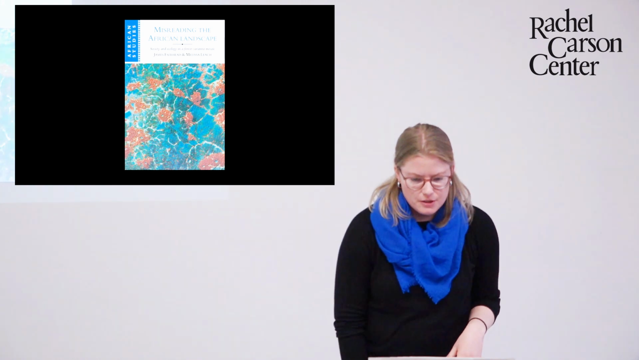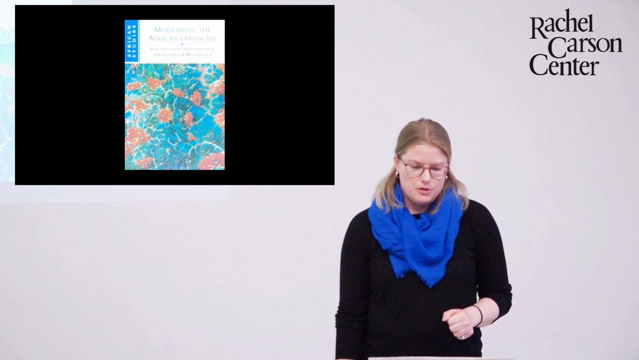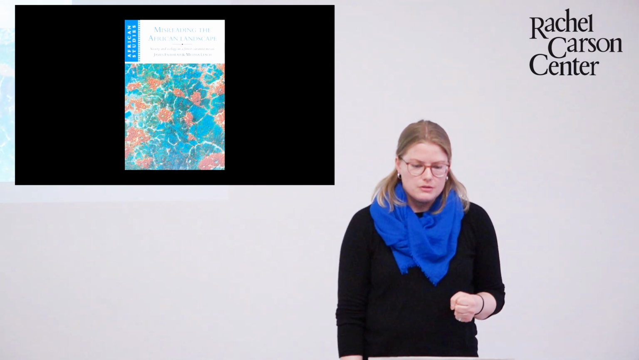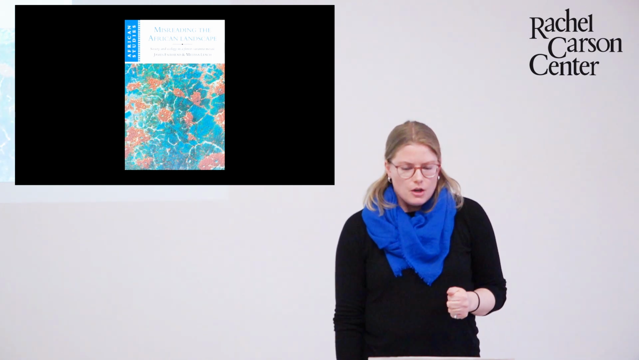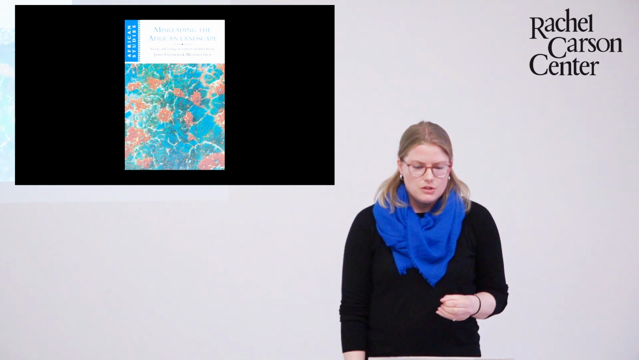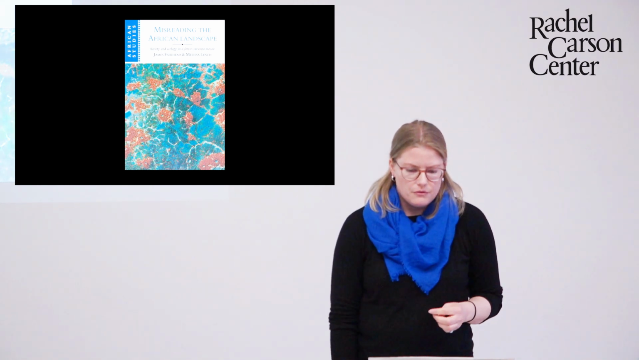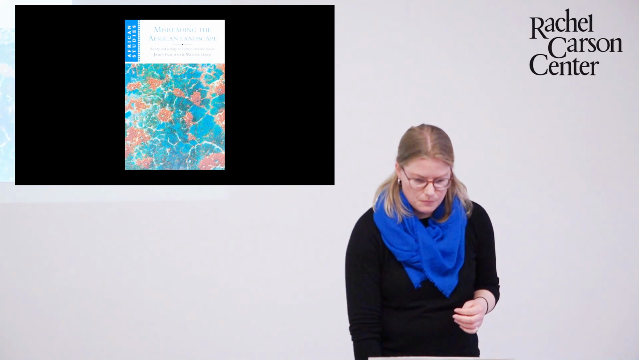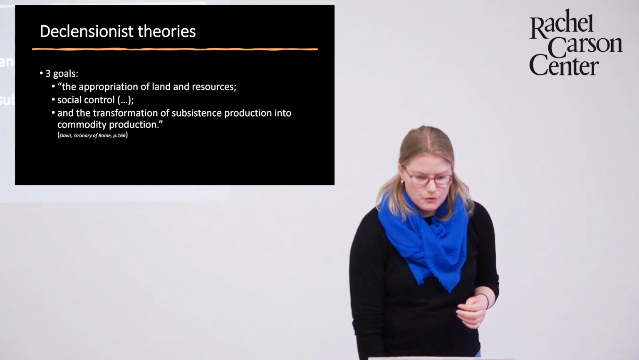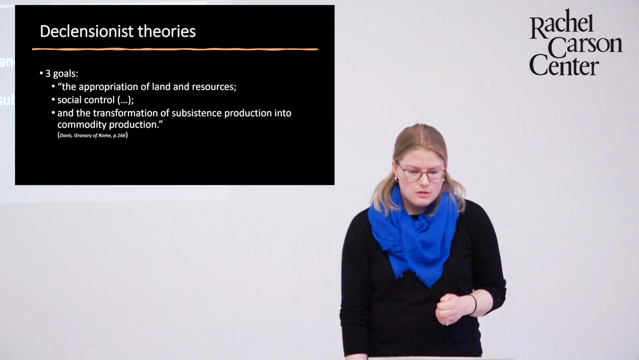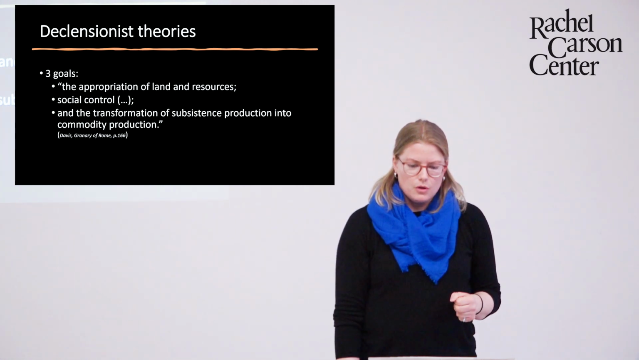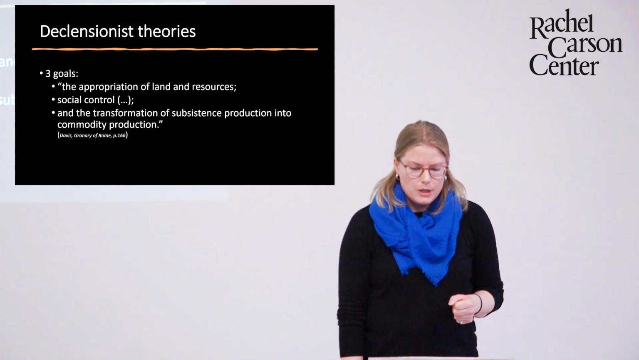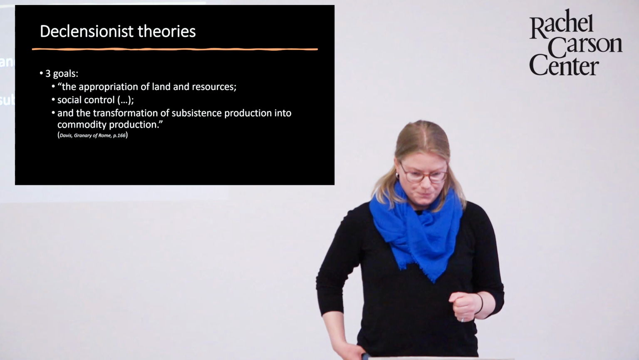So the declensionist narrative also had an important colonial dimension. According to Davis, again, the evolution of the declensionist narrative alongside French colonial practices shows that this narrative of decline and degradation was used opportunistically by the French in their environmental policies for Algeria. The narrative ultimately served three main goals: the appropriation of land and resources, social control, including the provision of labor, and the transformation of subsistence production into commodity production.